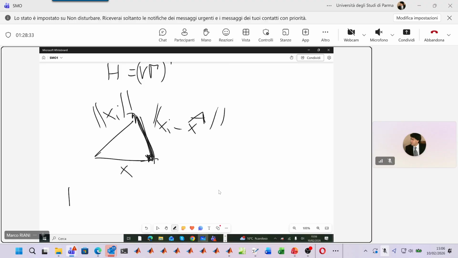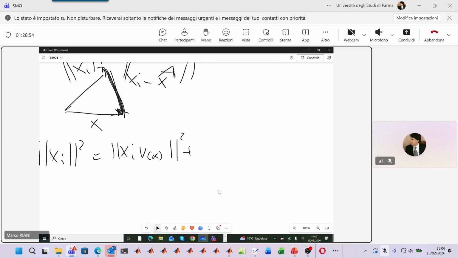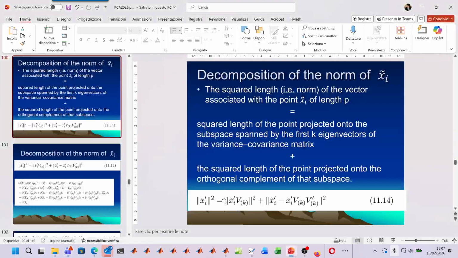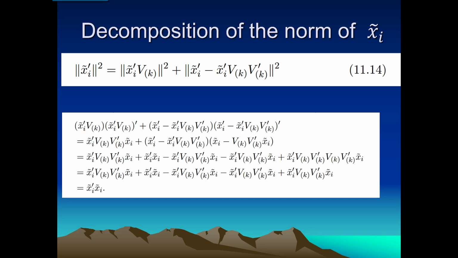So you have that xi is equal to the projected point in the space of the first k principal components plus xi minus that projected point, xi minus xi v transpose, projected in the space orthogonal to that of the first principal components. So you have this equation here, and then yes, this is 11.14. You can follow it easily, then you can decompose.